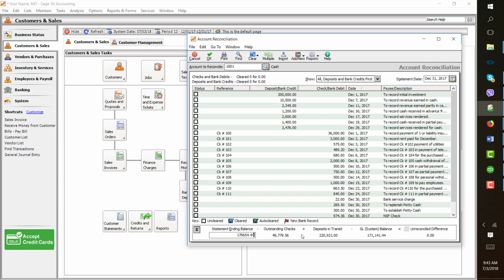Moving along, looking at the bank statement given in this chapter, you are to compare the deposits and other credits from the bank statement with the deposit/bank credit column and click to mark with a check under the status column on the far left of the screen. Only the amounts showing in the bank statement.